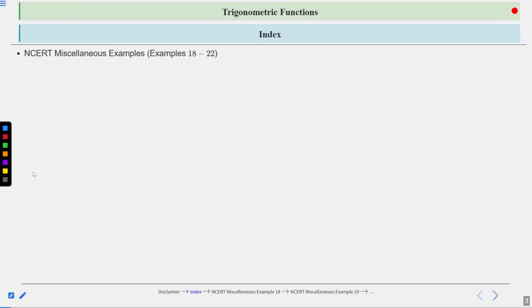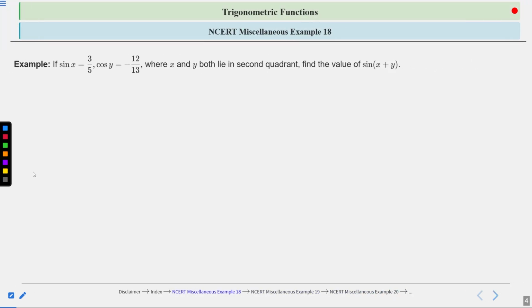So, in today's class, we will try to cover NCERT miscellaneous examples 18 to 22, and we'll try to cover NCERT exercise questions 1 to 10 on chapter 3, right? So, let us start with NCERT miscellaneous example 18.